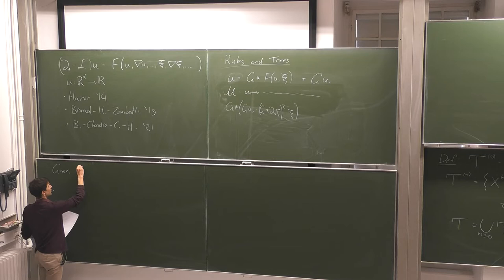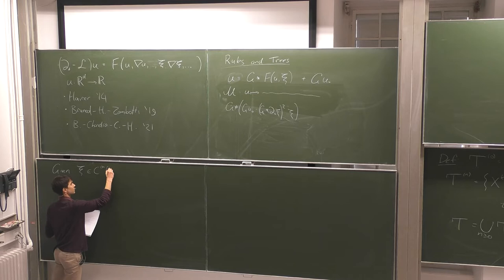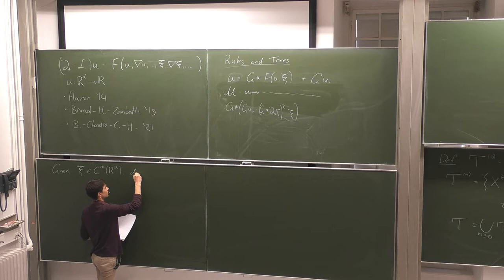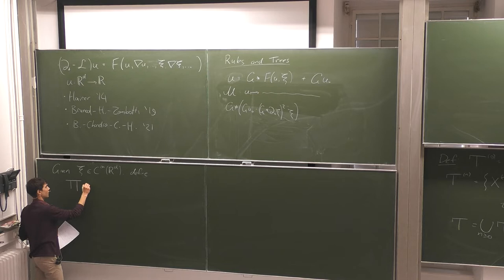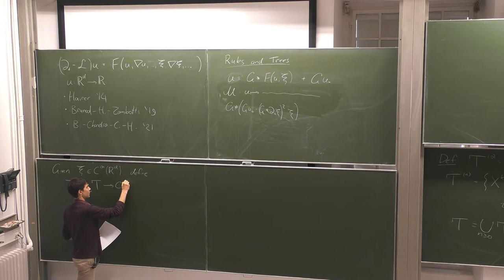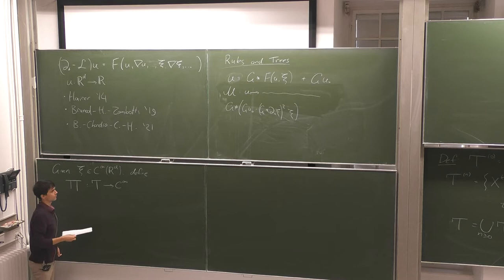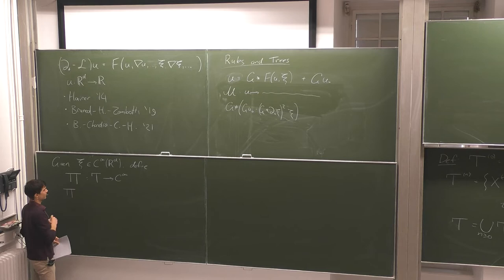Given a smooth object, so we're going to take this as a smooth function, we can define a map capital Pi, which goes from this set of trees into smooth maps, and we define it inductively. So there are several properties which will determine it.